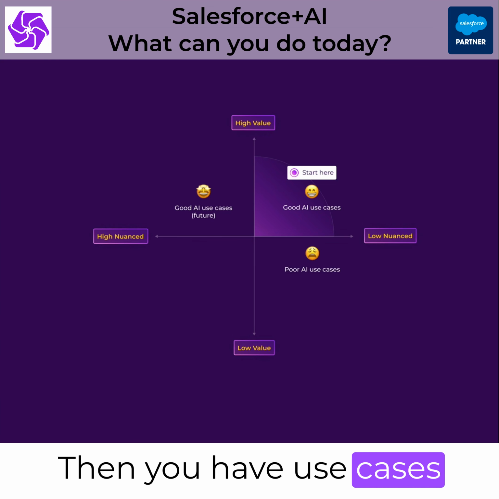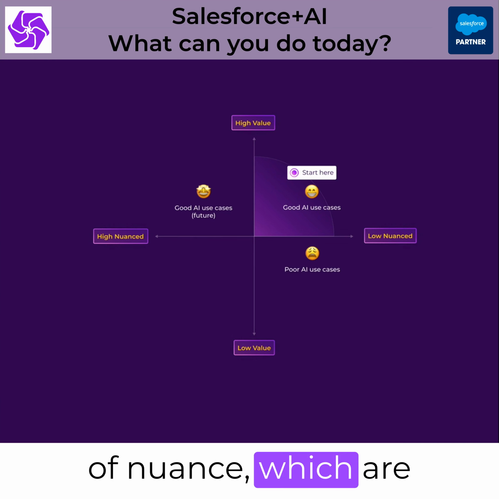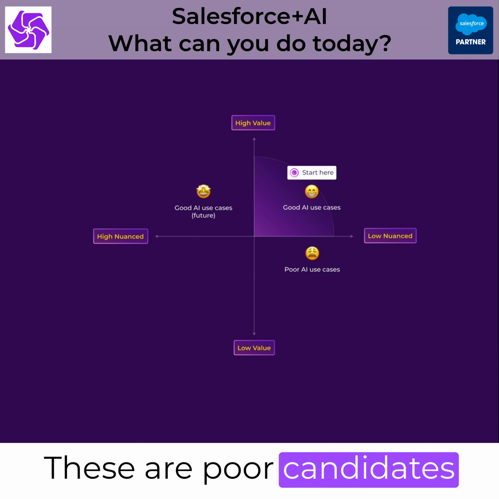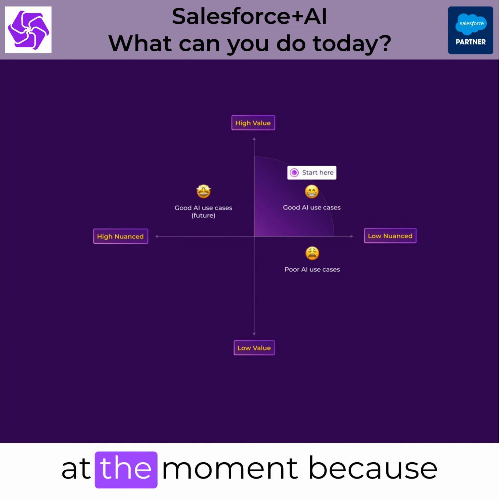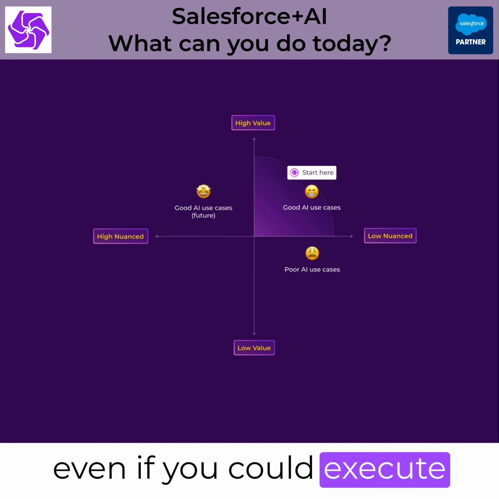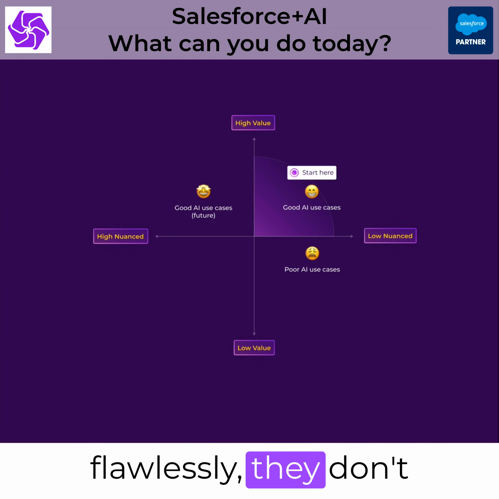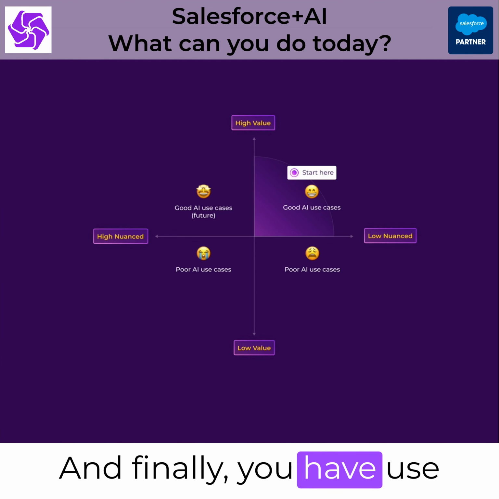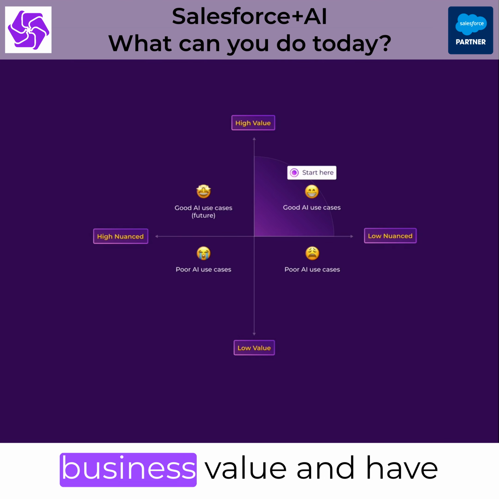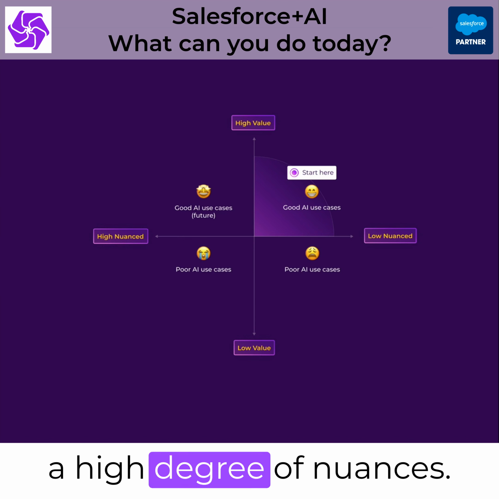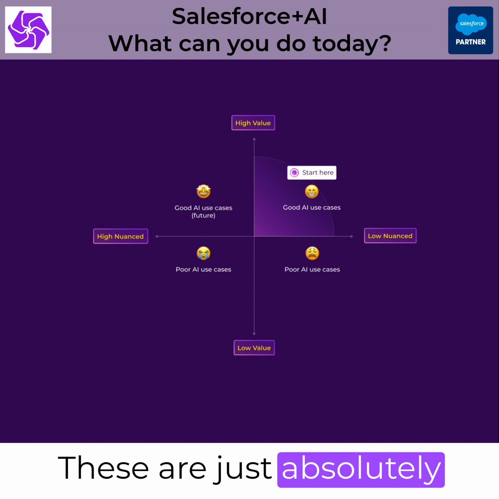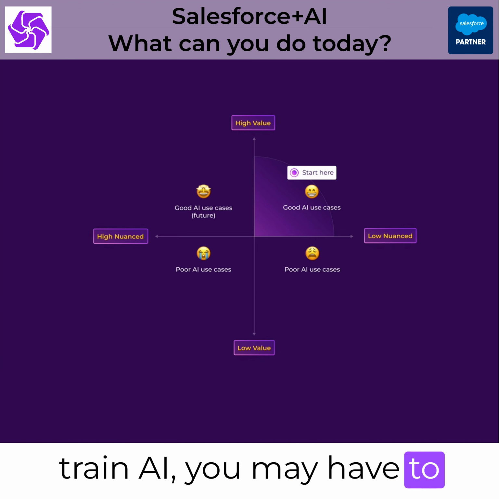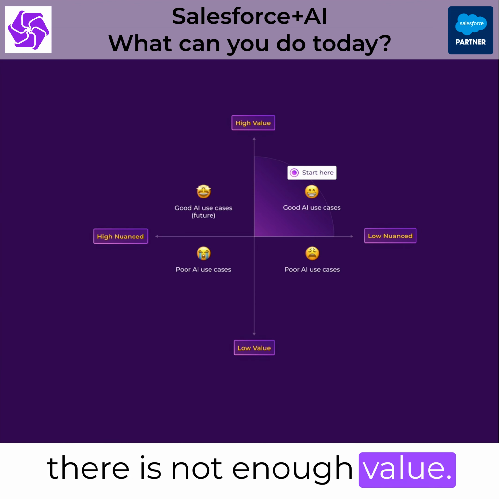Then you have use cases which don't have a lot of nuance, which are generic, but are also low business value. These are poor candidates for your AI investments at the moment. Because even if you could execute and deliver on them flawlessly, they don't really move the needle so much for your business. And finally, you have use cases that are really low business value and have a high degree of nuance. These are just absolutely terrible to try because you may need to train AI, you may have to spend a lot of money, and there's not enough value.